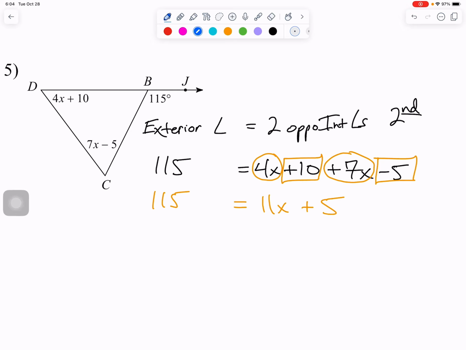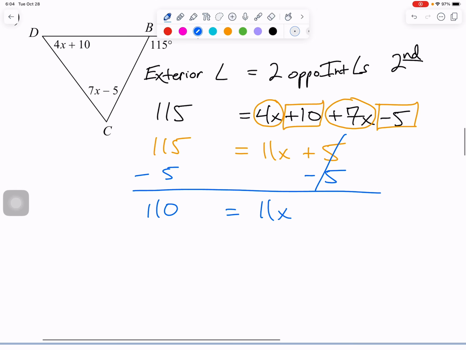From here, all right, constant by itself. Oh, term with the variable. Need to get it by itself. What's it hanging out with on the same side as the equal sign? Yes, a positive 5. Go ahead and get rid of that for me. Thank you. Bring down your 11 equals 11x.